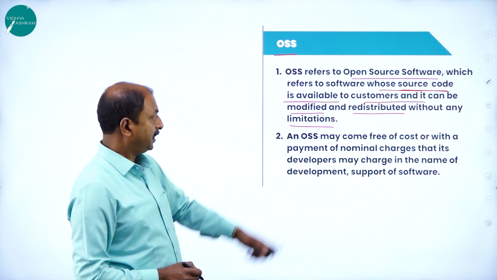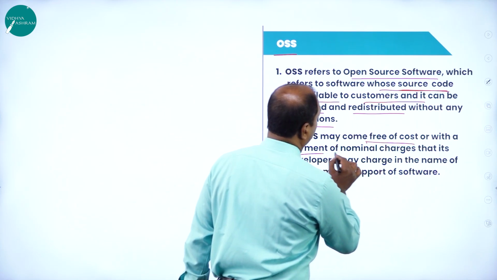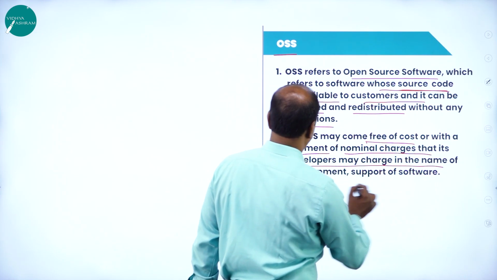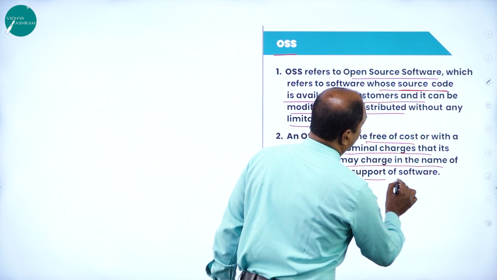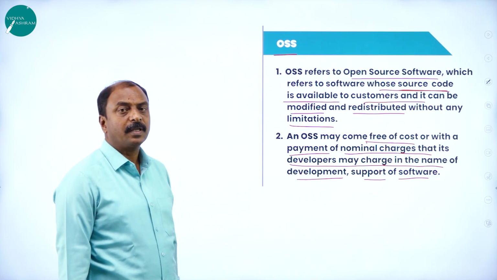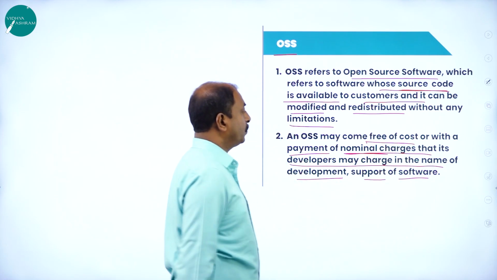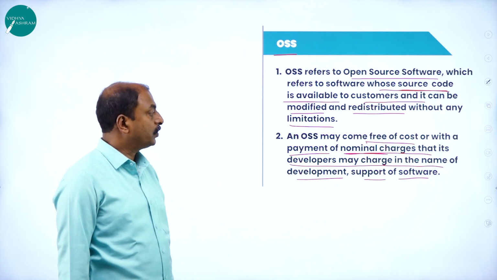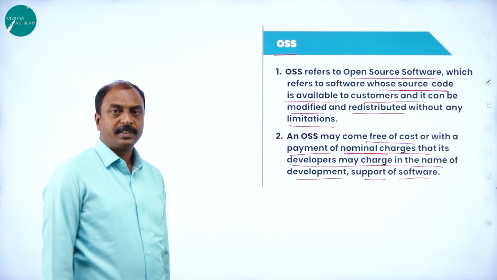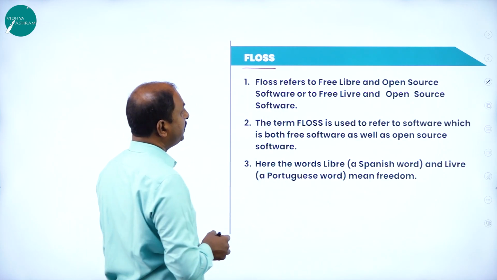That is OSS. Now, it may come free of cost or with a payment or nominal charges. There may not be any fees for this, or there may be a nominal charge for the development or to support the software development team. This is OSS. Next definition is FLOSS.